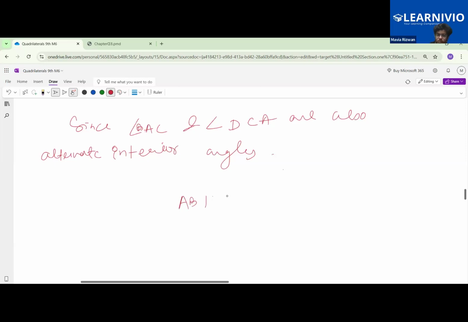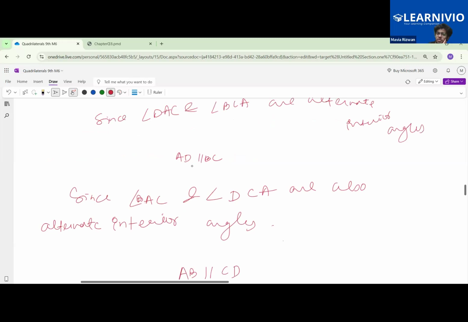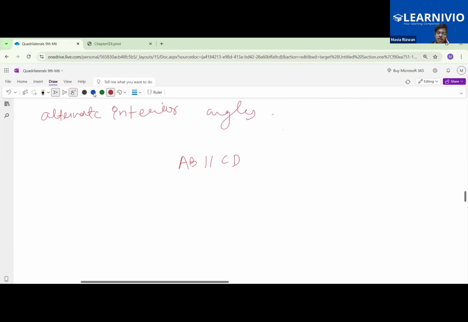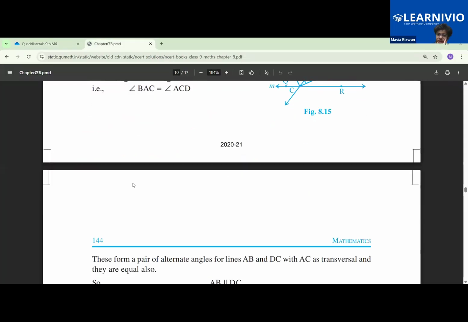Okay, we have proved them parallel. So since AB is parallel to CD and AD is parallel to BC, the opposite sides are parallel. We can say that ABCD is a parallelogram. Therefore, ABCD is a parallelogram. Clear? Is it clear, guys? Yes, sir. Okay. We have proved this to be a parallelogram.